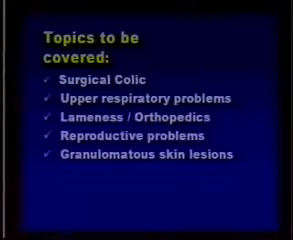The topics that I'm going to cover today and the time allotted are listed here. First of all, I'm going to give you an overview of surgical colic. Then we'll talk about some of the upper respiratory problems that require surgical treatment. And we'll talk about some of the more common lameness and orthopedic problems. And then we'll discuss a couple of the reproductive surgery complications. And then I'll end with an overview of granulomatous skin lesions.